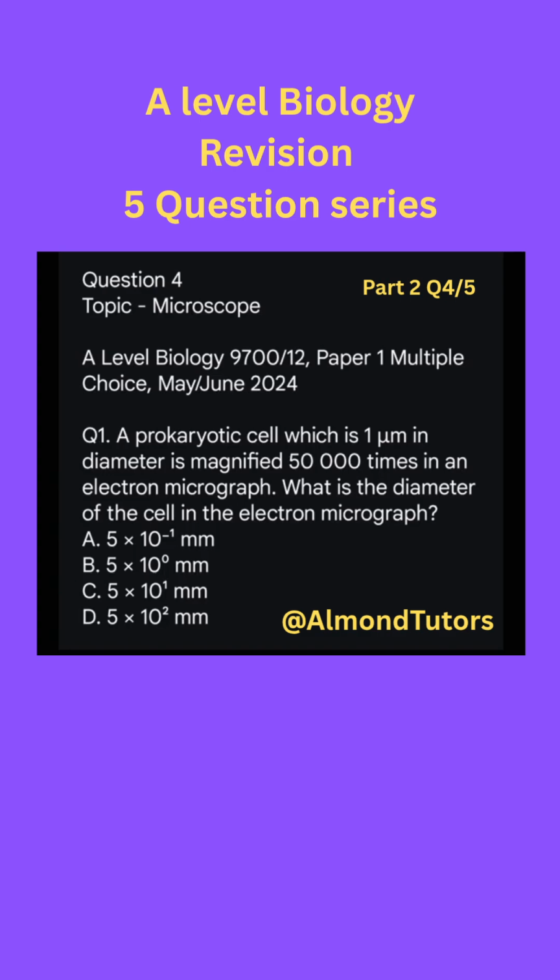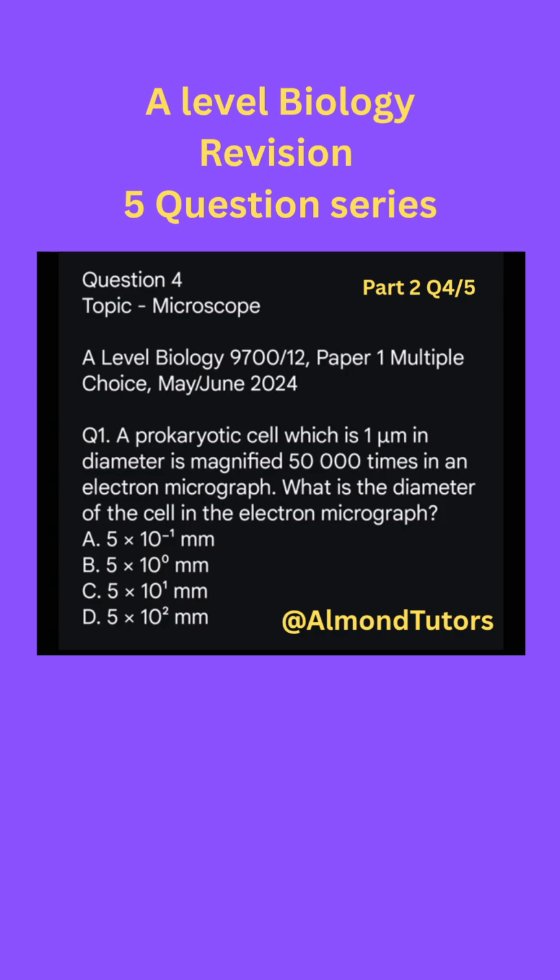The question goes: a prokaryotic cell which is 1 micrometer in diameter is magnified 50,000 times in an electron micrograph. What is the diameter of the cell in the electron micrograph? So that's the first reading. You do a second reading, trying to understand the specific details.